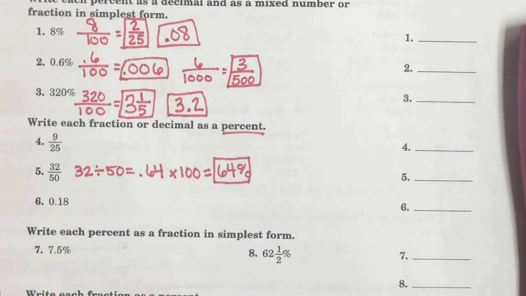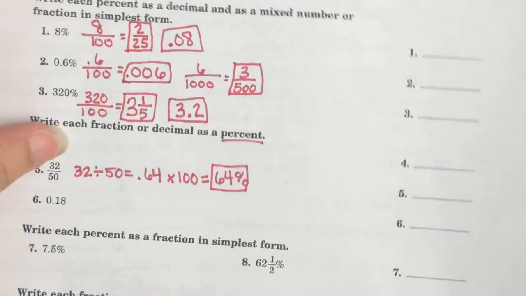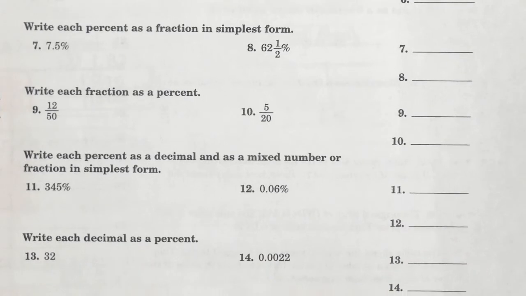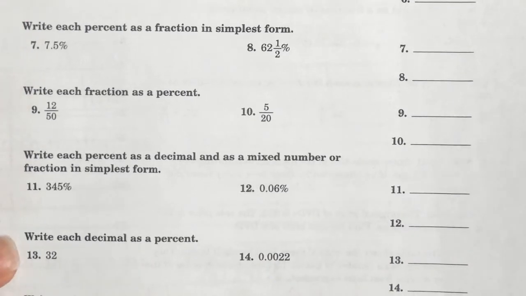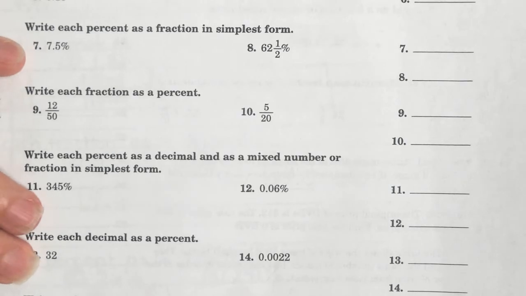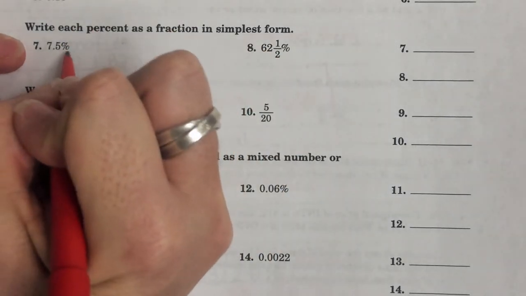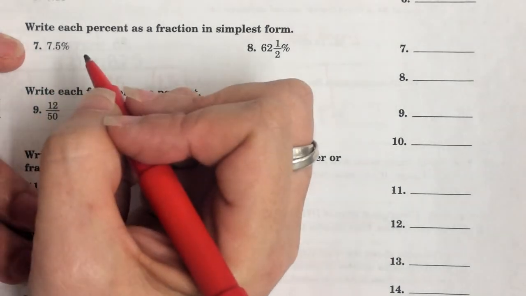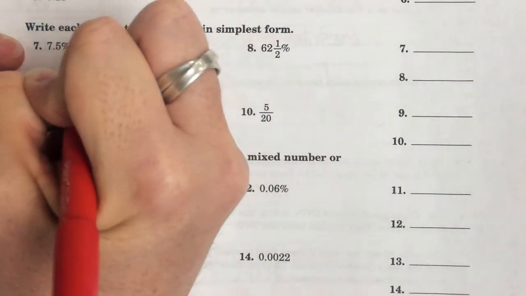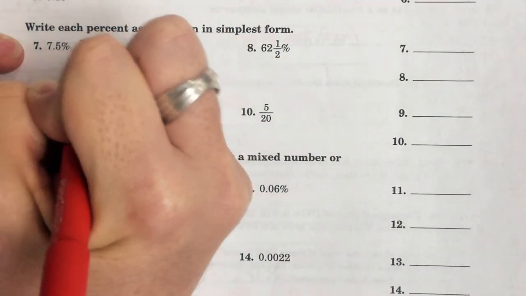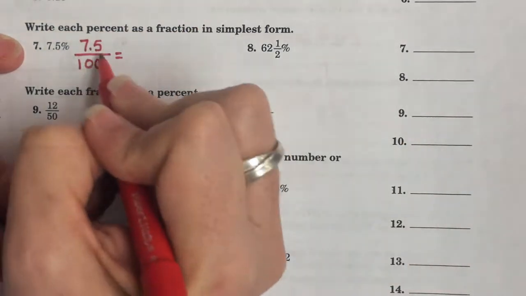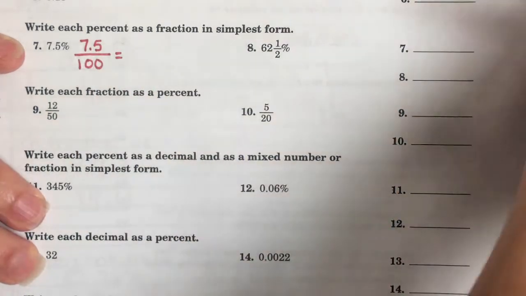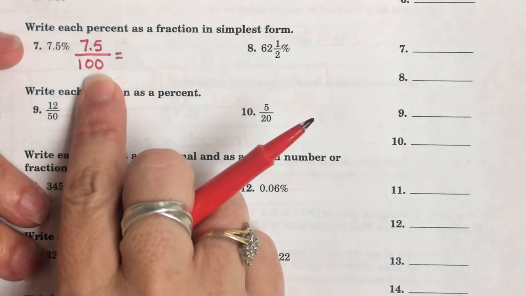I'm gonna kind of skip down. I'm gonna go down to number 7 here. Write each percent as a fraction in simplest form. Okay. Now start out by thinking 7.5% means 7.5 out of 100. Now, you can't do the ABC button. But what we can do is, you got a fraction now.